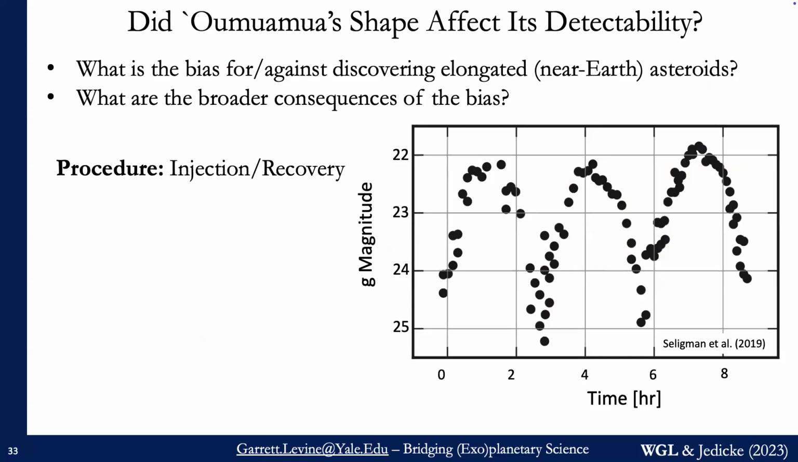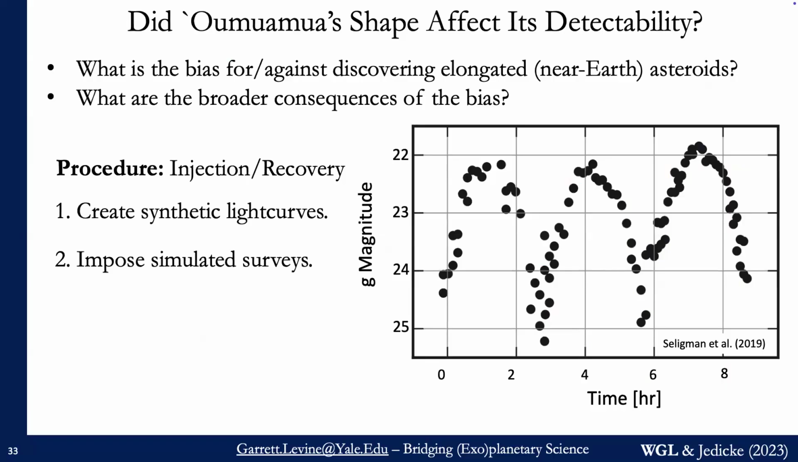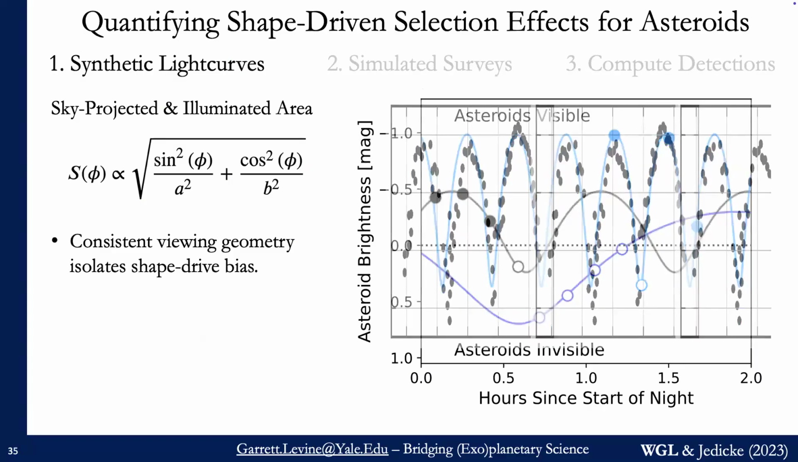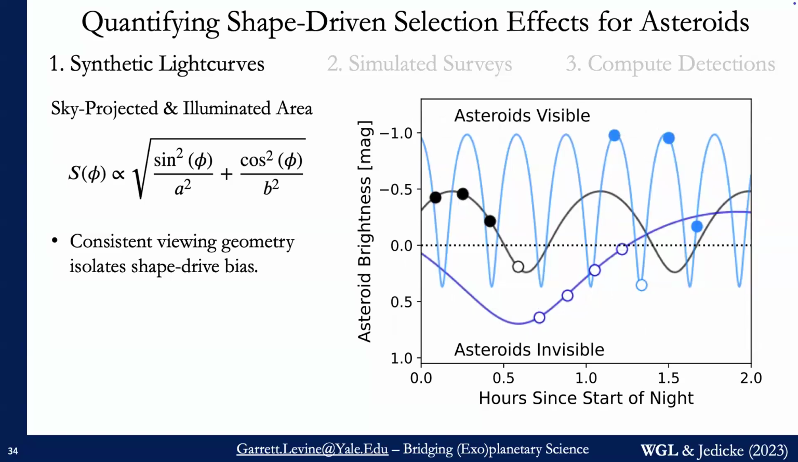So the way that we're going to interrogate this bias is through injection recovery simulations, where we'll make synthetic light curves, impose simulated surveys, and analyze the detection statistics. For our synthetic light curves, we have this simple formalism for the sky projected and illuminated area of an ellipsoid, where we kept things at mostly consistent viewing geometry to isolate the shape-driven bias. You can see some of the light curves that we generated, for example, on the figure on this slide. And if I put Oumuamua's light curve on top of this, on the most extreme one, you can see that we're doing a pretty good job with this analytic approximation.